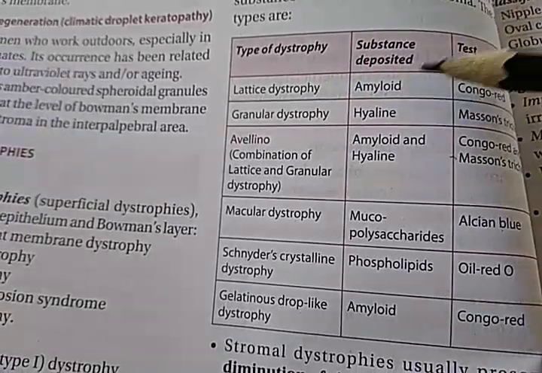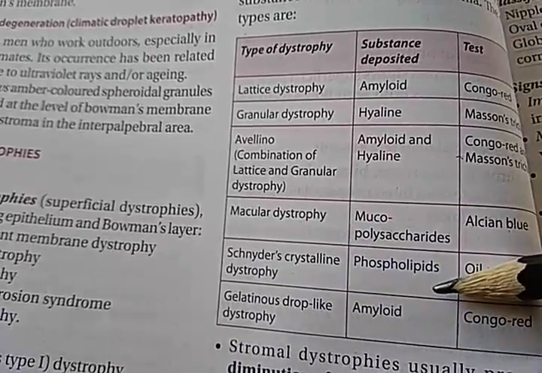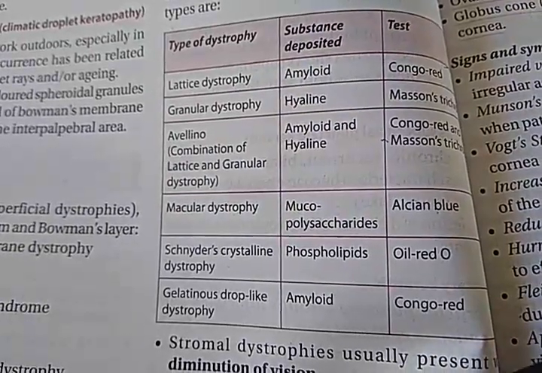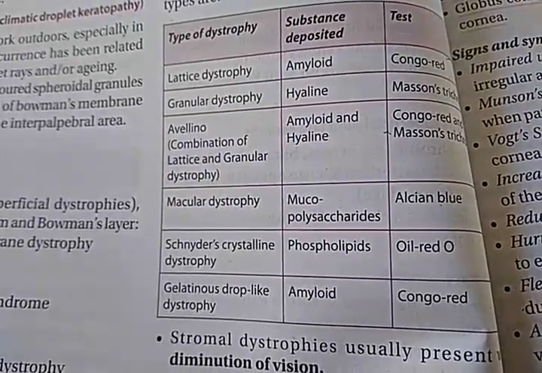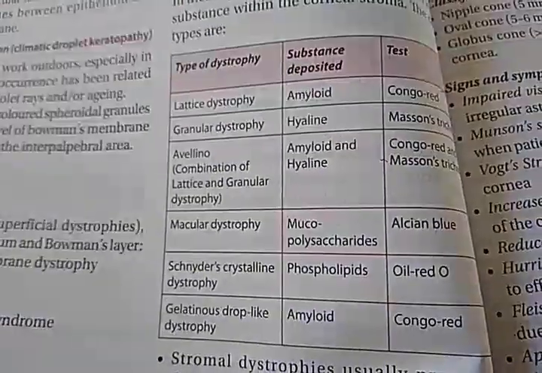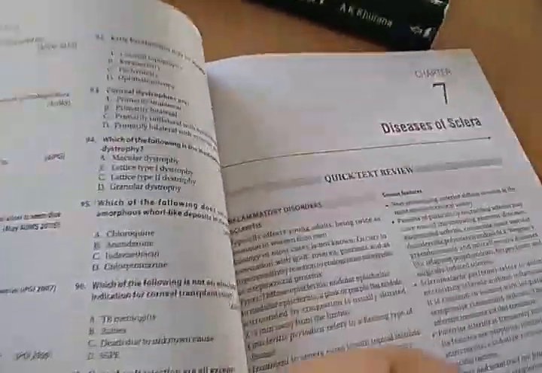Substance which is deposited: amyloid, hyaline, mucopolysaccharides, phospholipids, amyloid. What test will you do here? For amyloid, obviously it will be Congo red, right? For here also amyloid, Congo red. Here amyloid again, so Congo red. And for hyaline, it is Masson's something. Trichrome, Masson's trichrome. So then diseases of sclera, again quick text review.